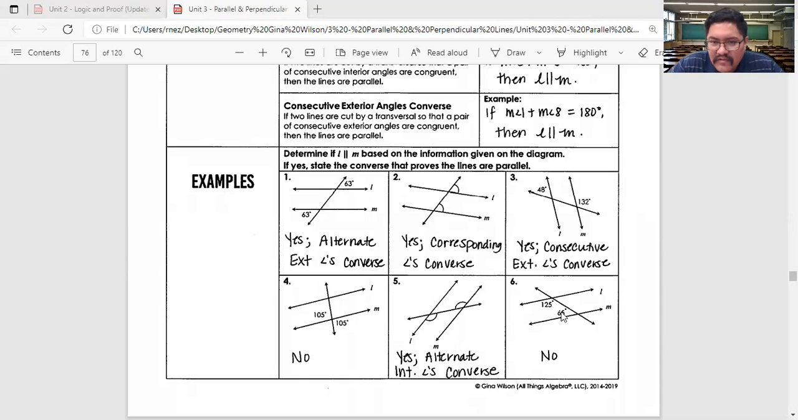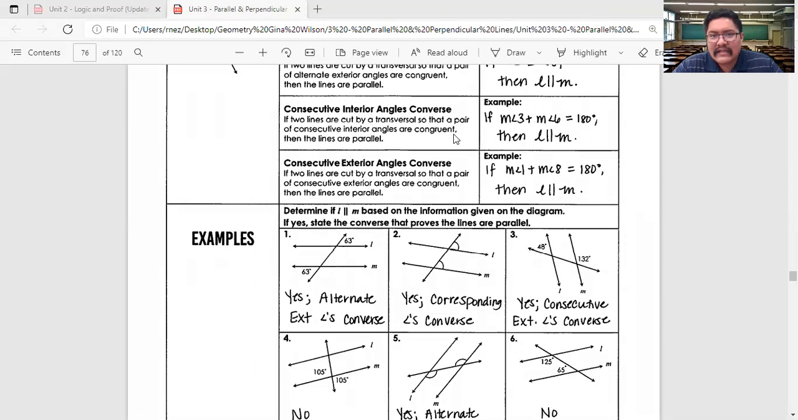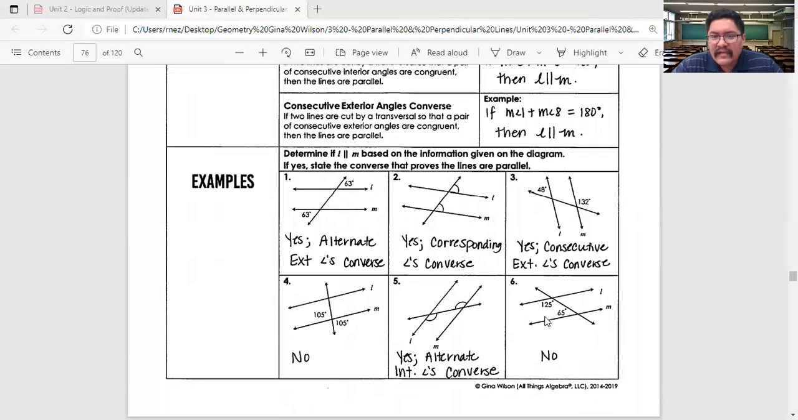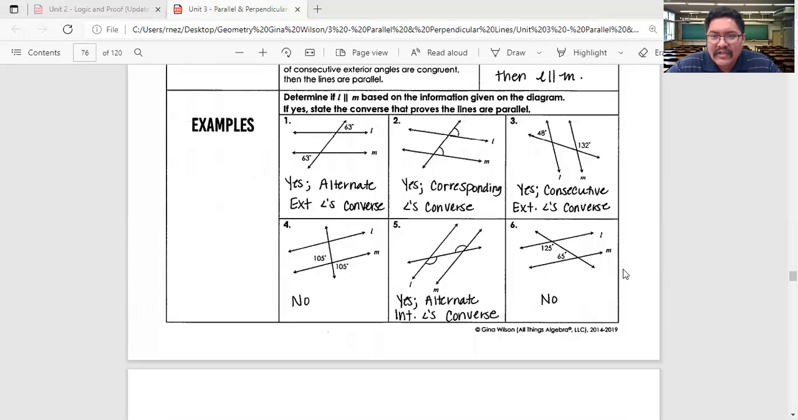And let's go with this one here. So 65 and 125. Now, we could try to use the consecutive interior angles converse, and that would say that if we were to add these two angles that are on the same side of the transversal and interior of these two parallel lines, they should add up to 180. Now, if I grab a calculator and I add up 125 plus 65, I get 190 degrees. And we don't need 190 degrees, we need 180 degrees. So in that case, it's going to be a no.